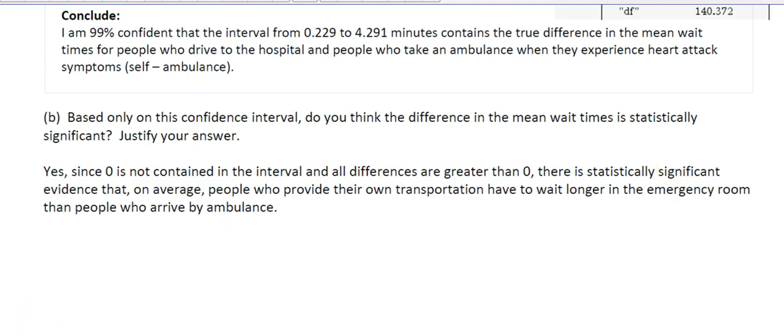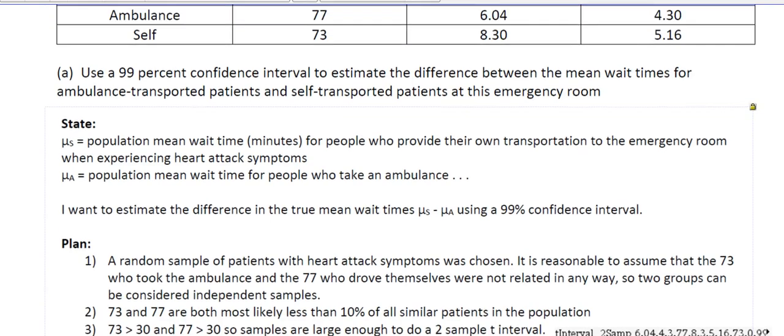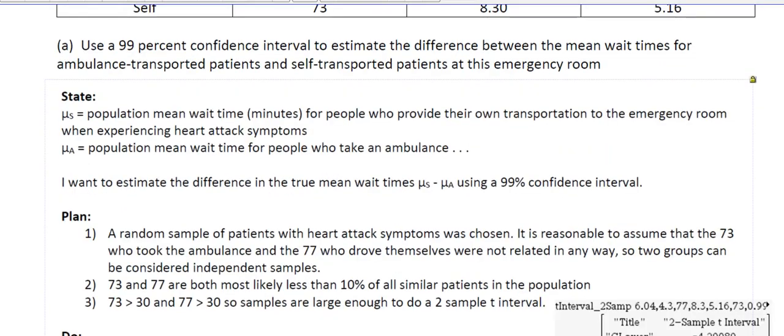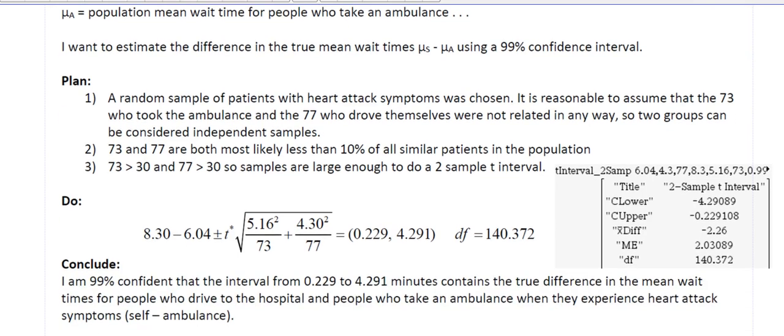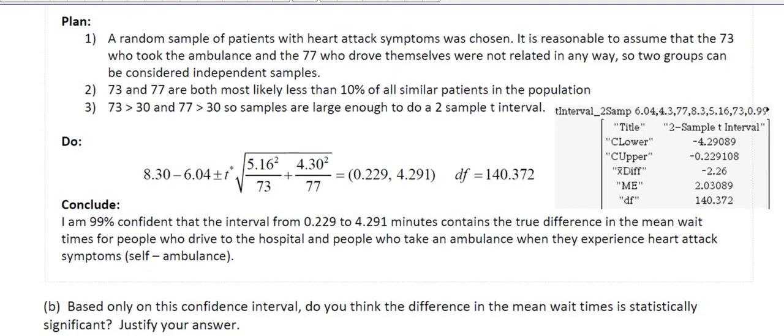So what are some key things that people tend to forget to do in these types of problems? In the state step, making sure that you specifically define the population mean wait time and not just call it people who provide their own transportation. Making sure that you state that the two samples are independent and that you do each condition for each sample separately.